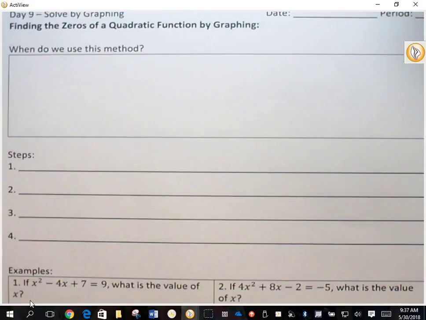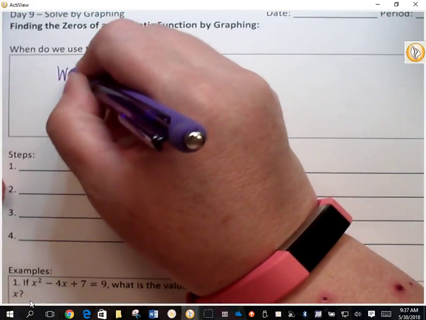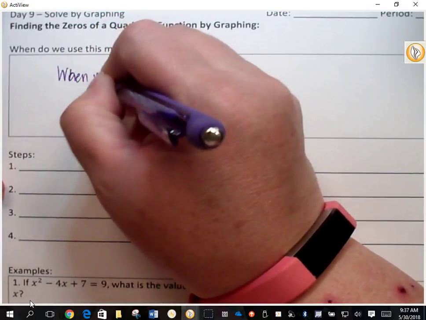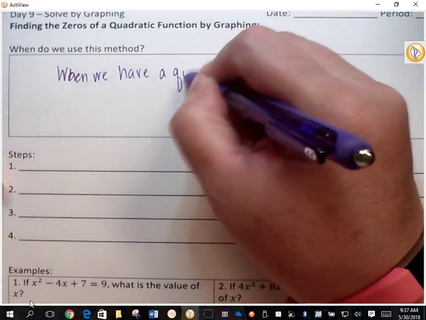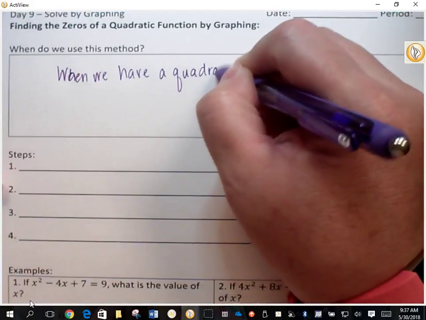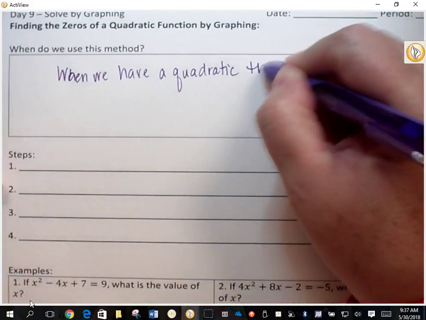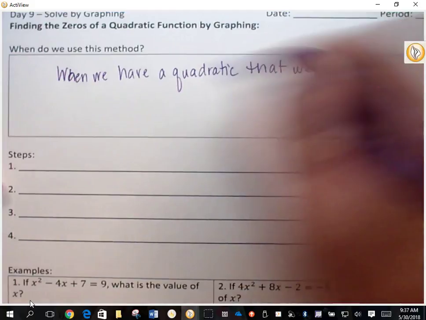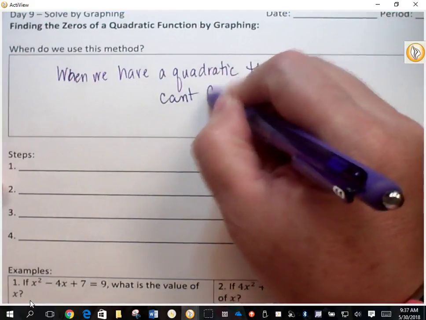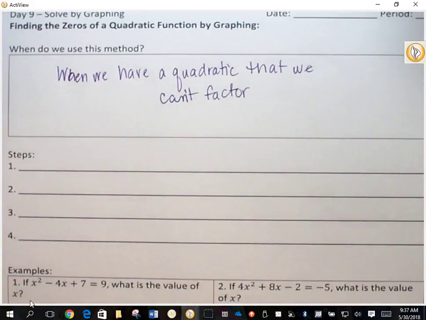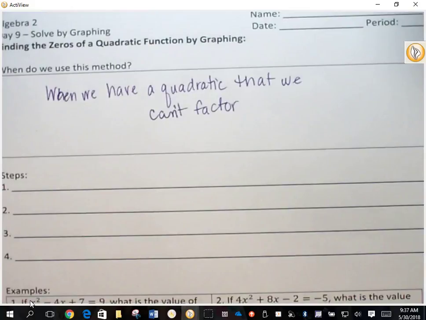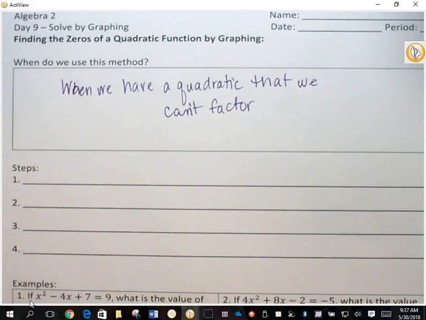So it says finding the zeros of a quadratic function by graphing. When do we use this method? Well, we use this method when we have a quadratic that we can't factor. So if the quadratic can't be factored, we're going to use our calculator and find the equation that way.